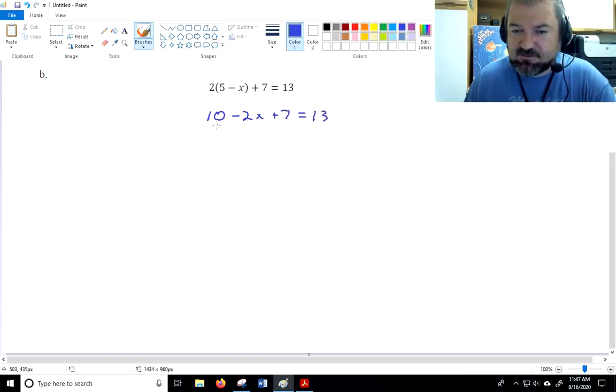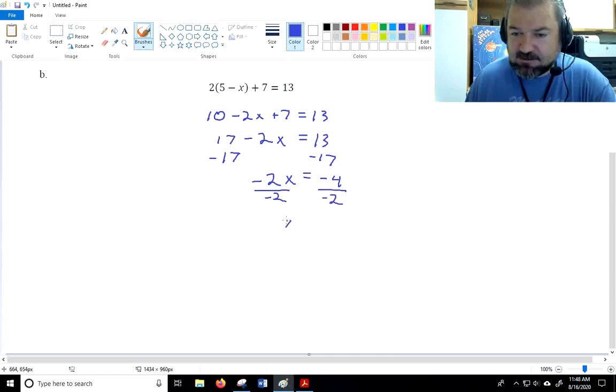Now I have some like terms. The 10 and the 7 can add to 17, and I still have a minus 2x is equal to 13. And now I'm going to subtract 17 from both sides, which gives me a negative 2x is equal to a negative 4. I'll now divide both sides by negative 2, and I get x is equal to 2.